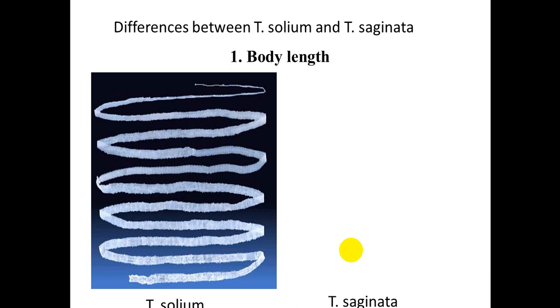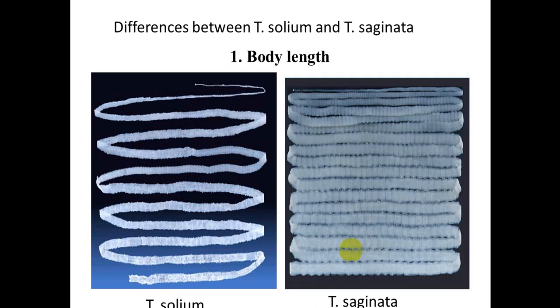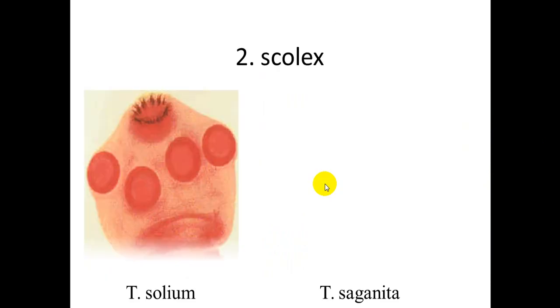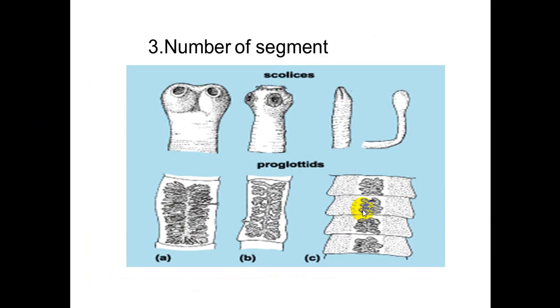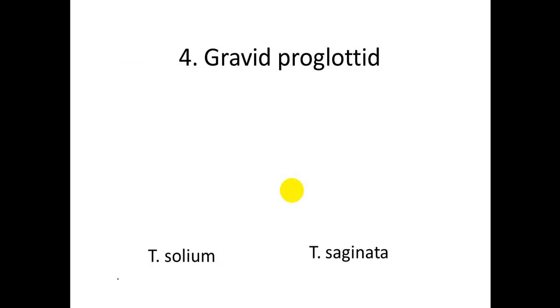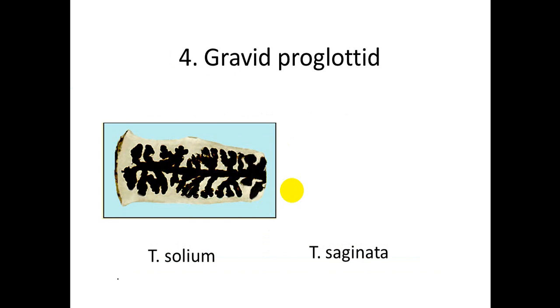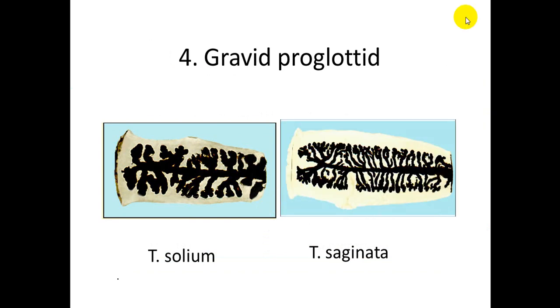This is the body of Taenia solium and this is the body of Taenia saginata. So a lot of rows. What about the scolex or the head? Look, 1, 2, 3, 4 suckers, 1, 2, 3, 4 suckers, looks like the same. Number of segments, these are different in Taenia saginata and Taenia solium. Number of segments is more with Taenia saginata. This is a gravid proglottid, more branching than Taenia solium.